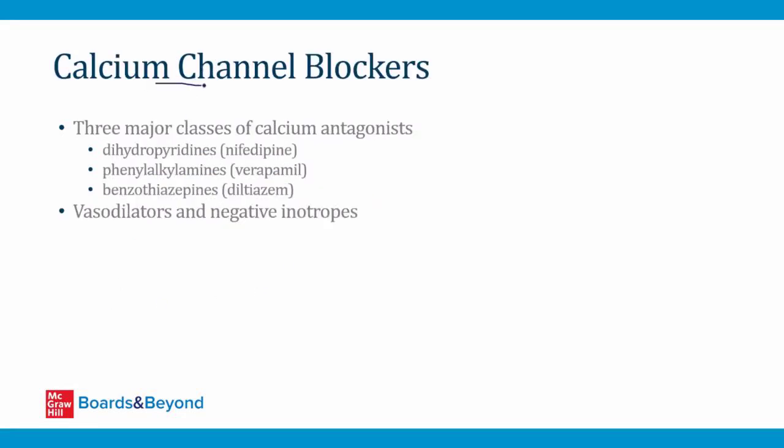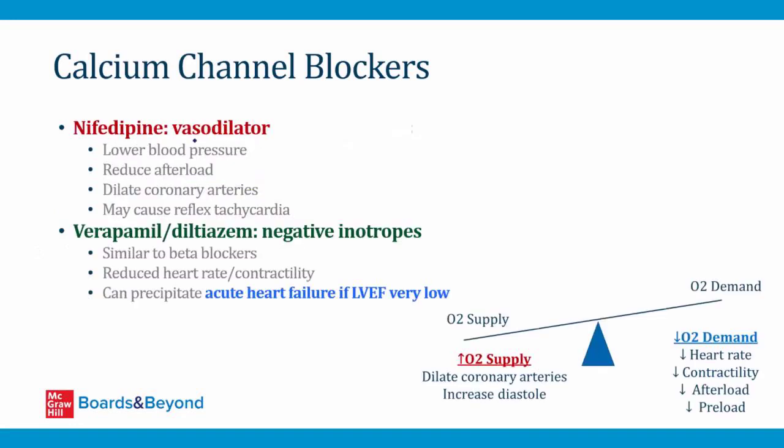Now let's talk about calcium channel blockers, which is another class of medications that can be used to treat stable angina. You should be aware that there are three major classes or subtypes of calcium channel antagonist drugs. There are the dihydropyridines like nifedipine, the second group is the phenylalkylamines like verapamil, and the final group is the benzothiazepines like diltiazem. These drugs have varying properties, which we'll talk about in a second, but in general, they're either vasodilators or negative inotropes, sort of like beta blockers.